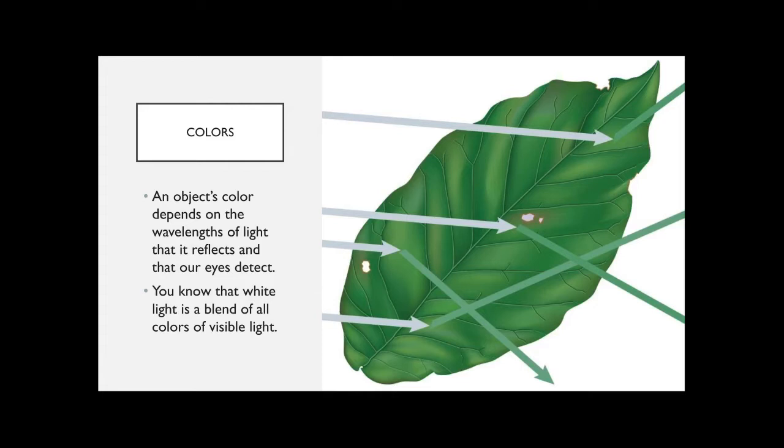So you have colors that an object will absorb. We don't see those colors. The colors that we actually see is what that object is reflecting. So if you're looking at this leaf, you see that it's green. It's because it's reflecting green light.